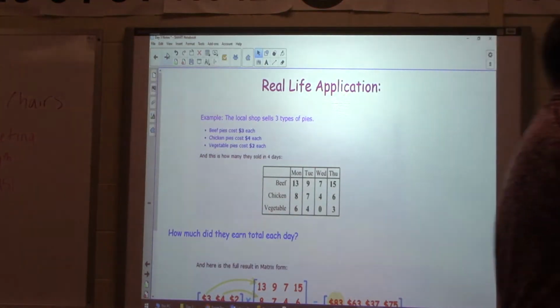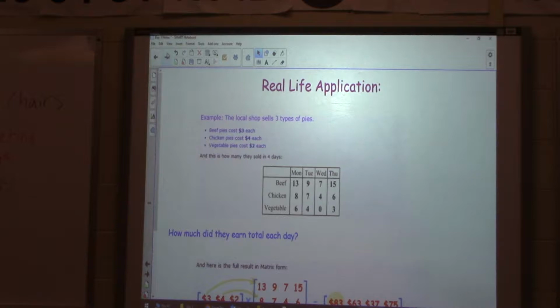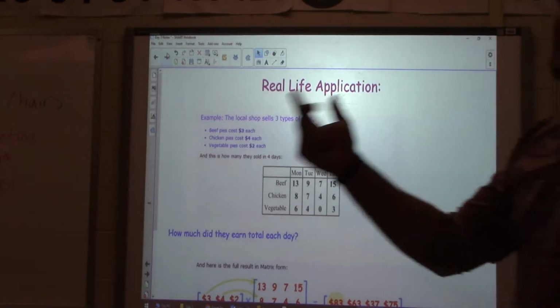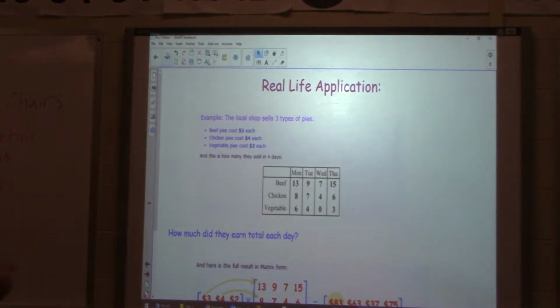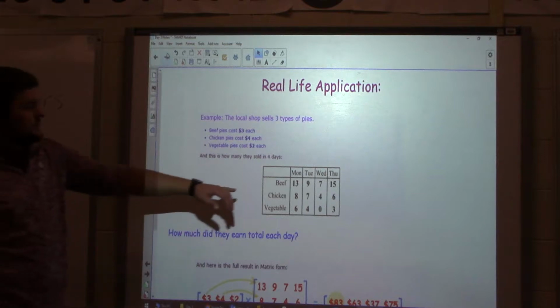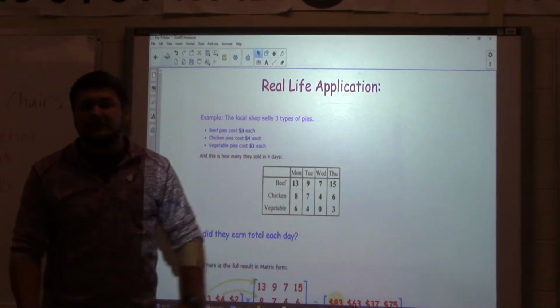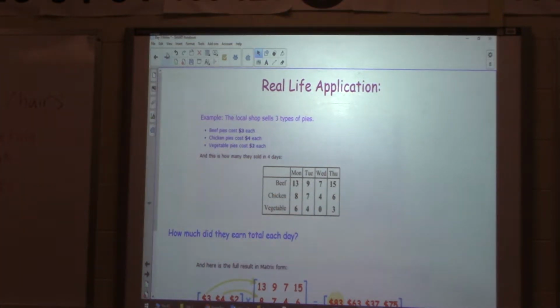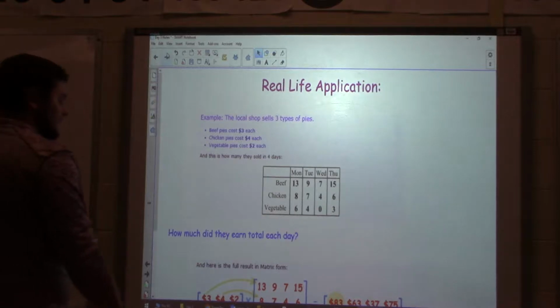Like the local pie shop, they sell 3 types of pies: beef pies, chicken pies, and vegetable pies. Beef pies are $3, chicken pies are $4, veggie pies are $2. You see, on Monday, Tuesday, Wednesday, Thursday, they sold so many of each, right? Our job is to put these things into matrices so we can multiply them. This one's already done for us, but we're going to run through how to do it.